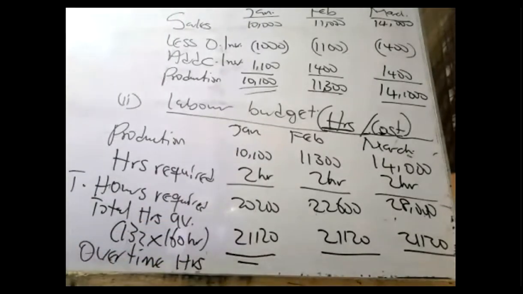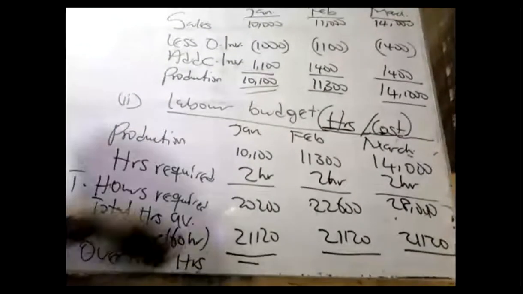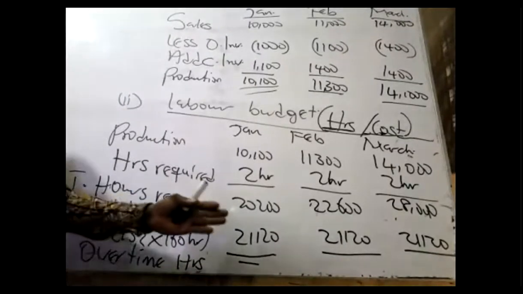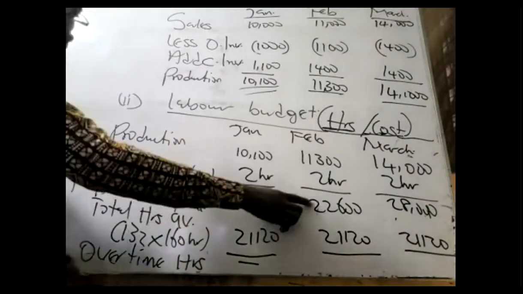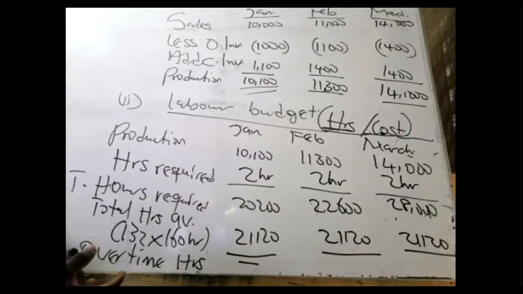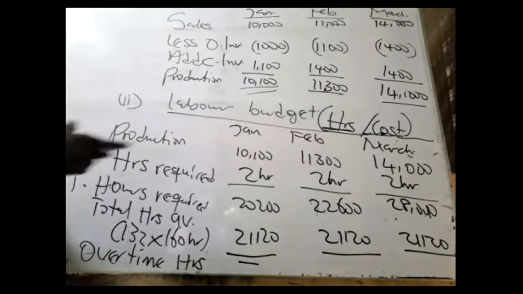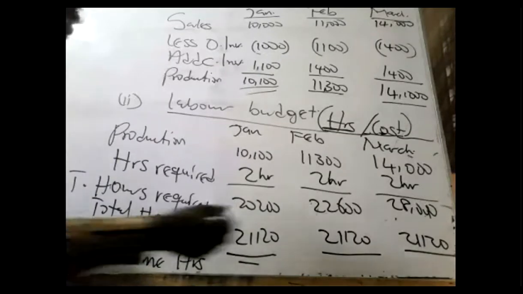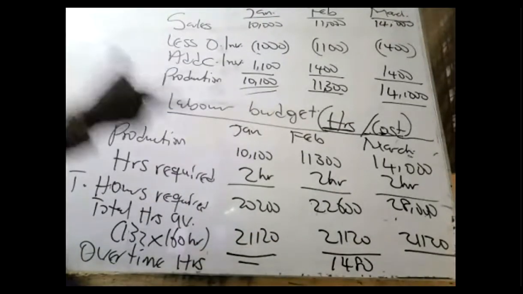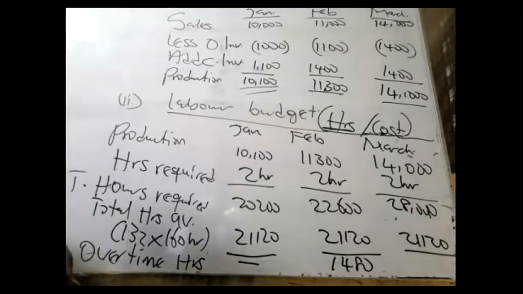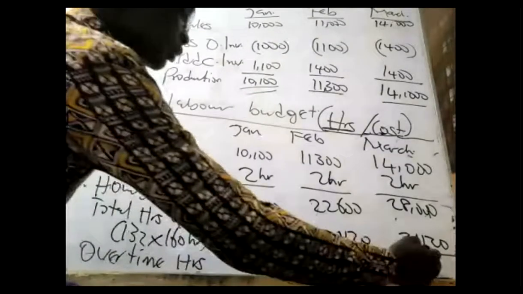No need. But in February, they need 22,600 hours, but they do have 21,120. So we need overtime there, because what we need is more than what we have. So we are lacking if we want to go further. So find the difference and that becomes the overtime hours. So 22,600 less 21,120. So that's 1,480. Let's go to March. March, the same thing happens there. We need 28,000 hours. That's what we need. But we only have 21,120. So for March, we have 6,880 overtime hours.